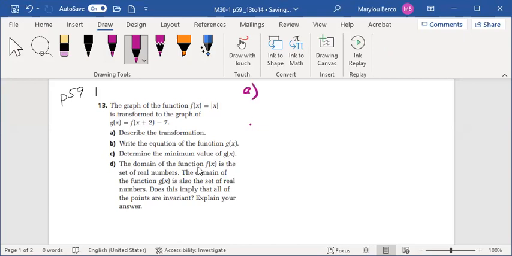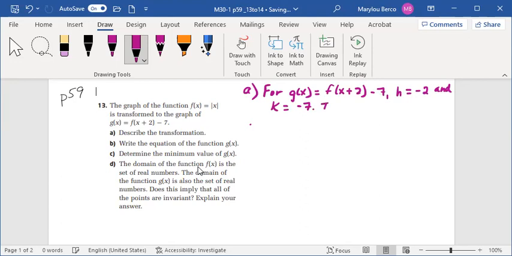You'll see the word describe in your diploma. It's imperative that you use full sentences. So for g of x equals f of x plus 2 minus 7, h equals negative 2, and k equals negative 7.